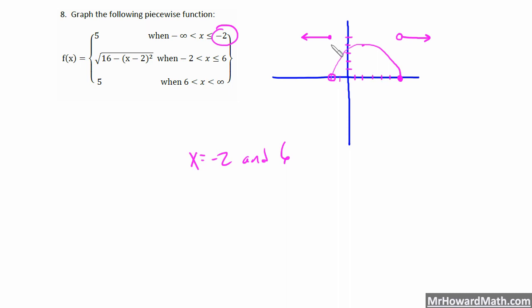And you can see it here. At an x value of negative 2, we pick up our pencil. At an x value of positive 6, we pick up our pencil. And again, you can also see them here in these domain statements. Alright, let's look at question 10 next.